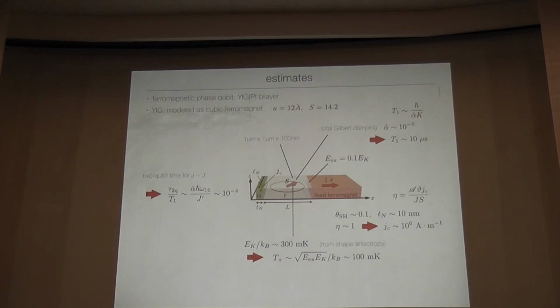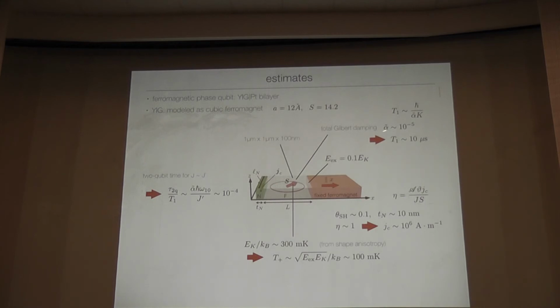millikelvin. And if I multiply that by the exchange coupling between these two ferromagnets, let's say 1/10 of this scale, then the upper bound for the temperature for operation is around 100 millikelvin.